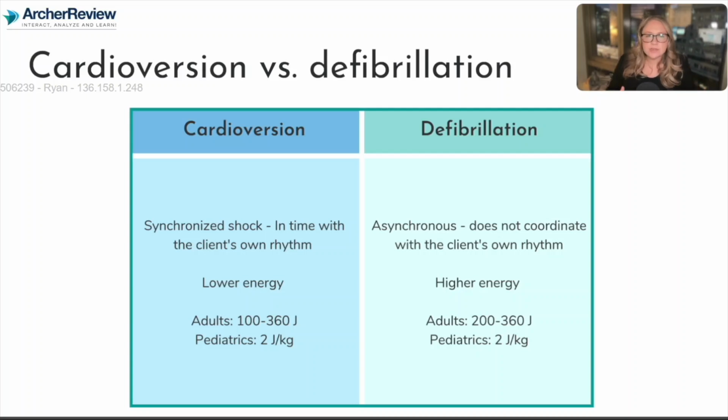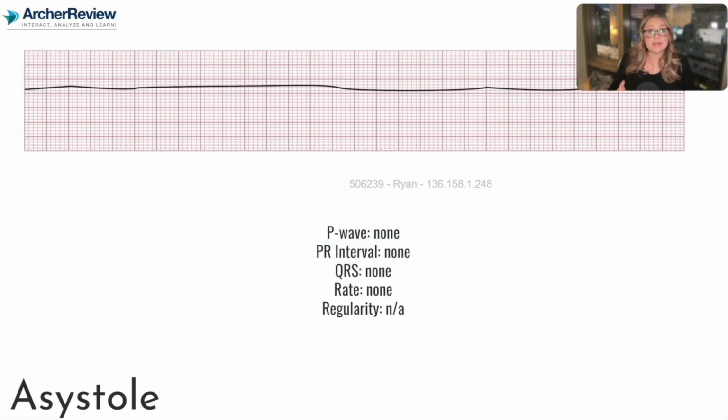If you don't see a response with your first shock, you might turn it up for the second shock. The point of both of these interventions is to organize the electrical activity in the heart so that when we shock the client, it puts them back into an organized rhythm. Hopefully, if all things go well, back into normal sinus rhythm. Unfortunately, that's not always what happens. We can see this progress all the way to our last rhythm, asystole.